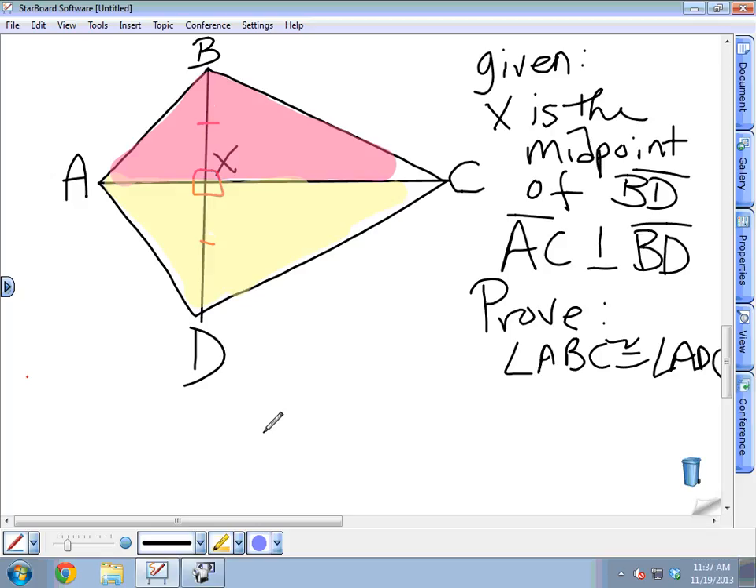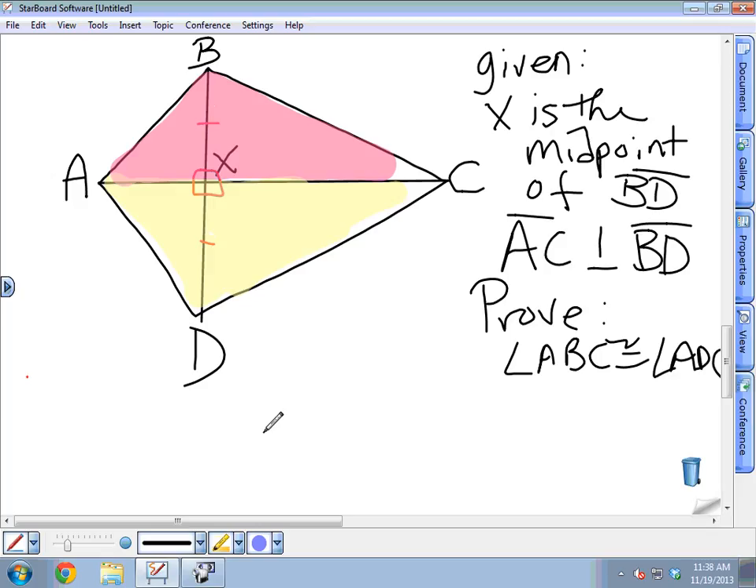Well, if CX is congruent to CX, or AX, you could do that, but it doesn't really matter. You could just do AC for both of them. It's not nothing that says.